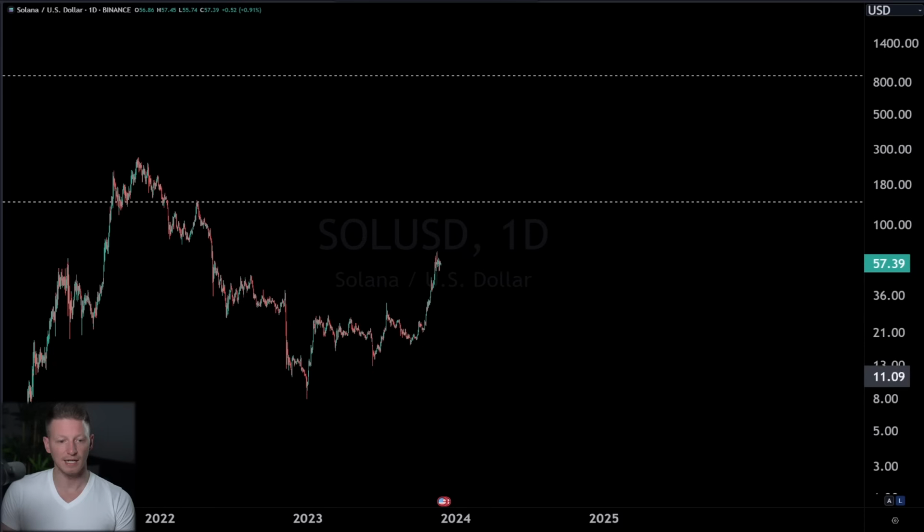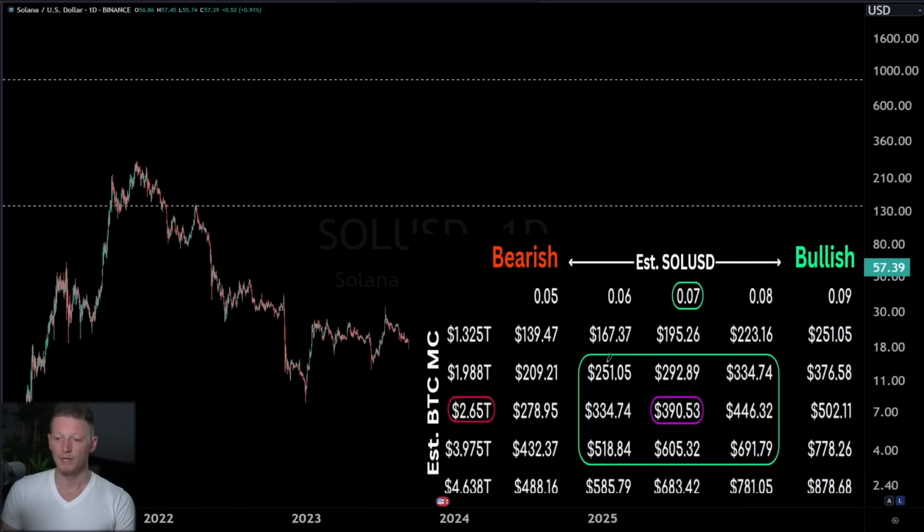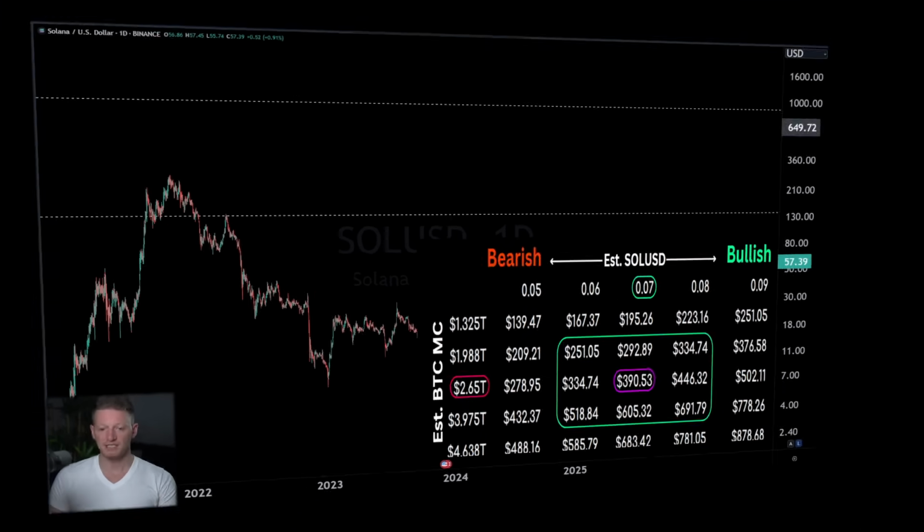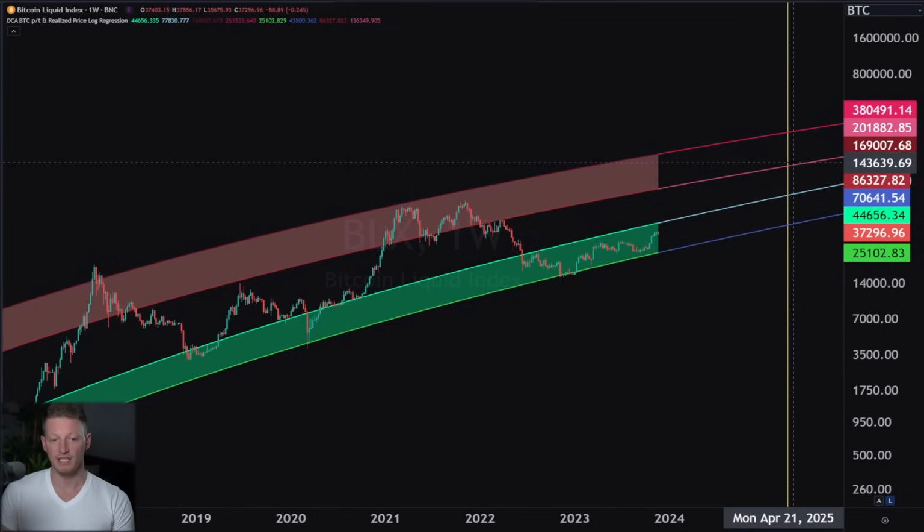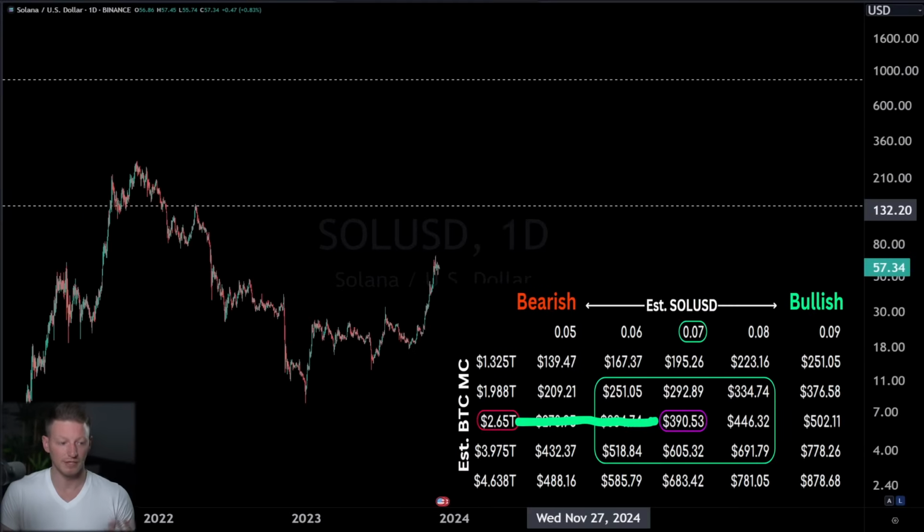So what we can see now is, given all of that, we can take the base case that Bitcoin hits this part of the logarithmic regression curve, around 130K, a conservative number by most estimates. And that Solana simply performs at the same level it did in this market cycle in terms of its market cap to Bitcoin. And so what does that give us? Well, that level would give us a price of $390 per Solana. So in other words, that's nearly a 7 to 8x from where we're sitting right now.